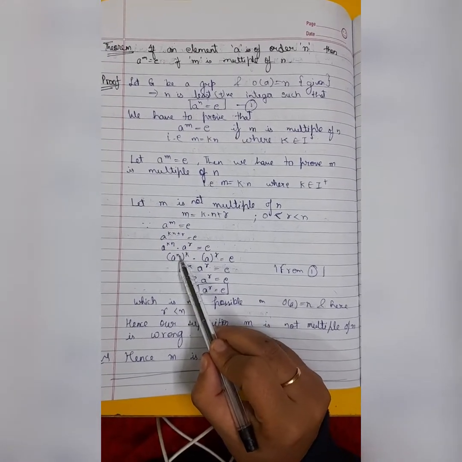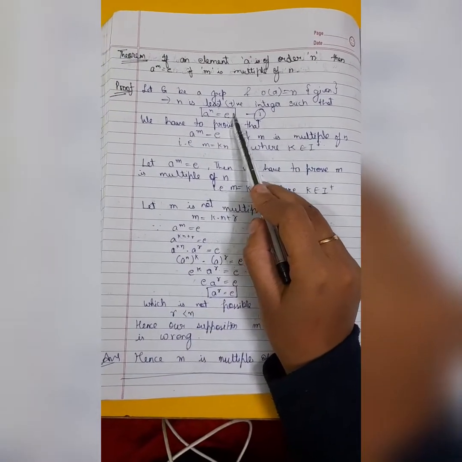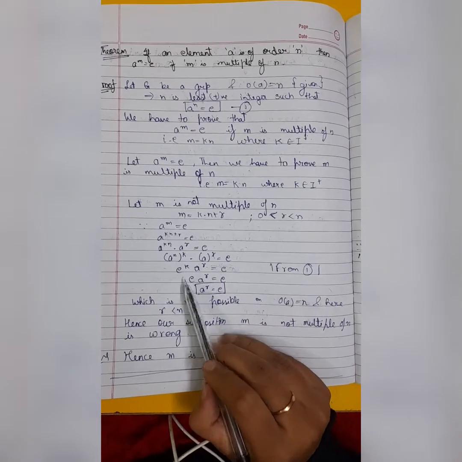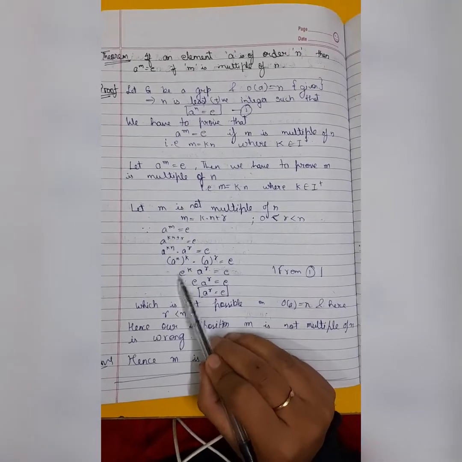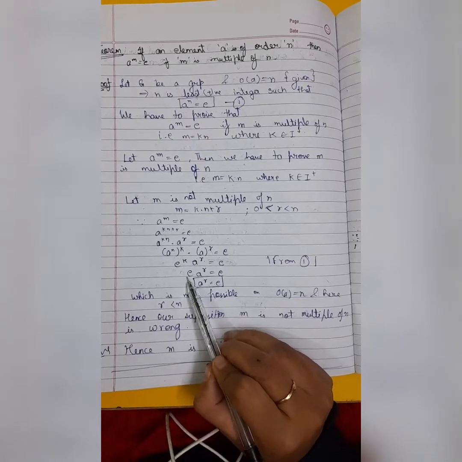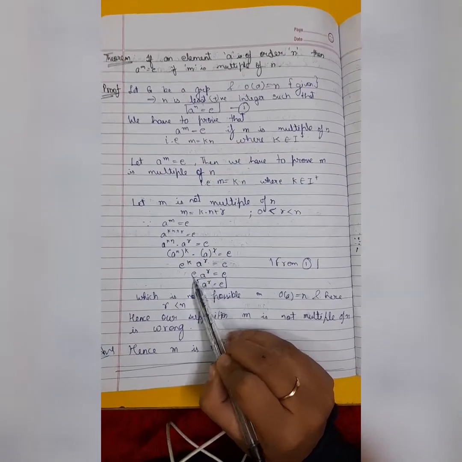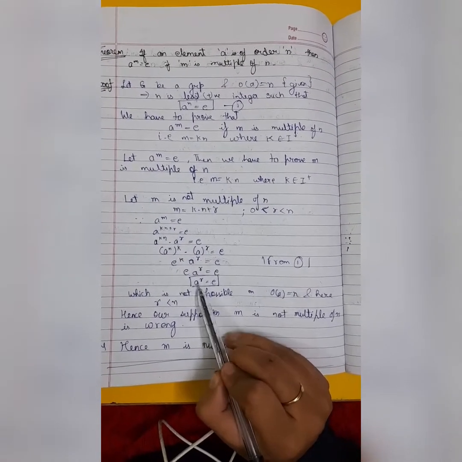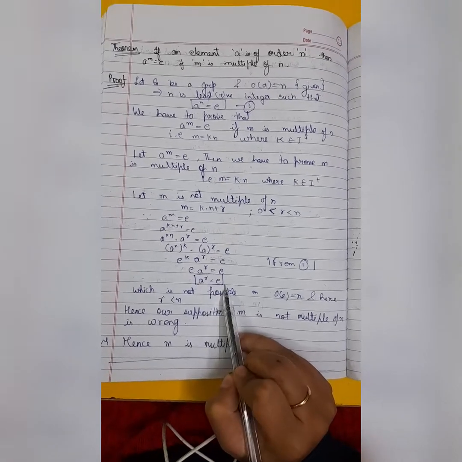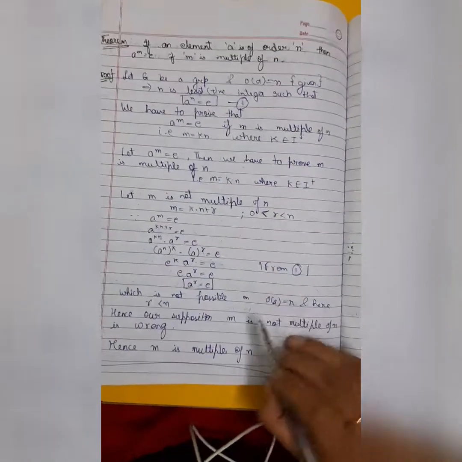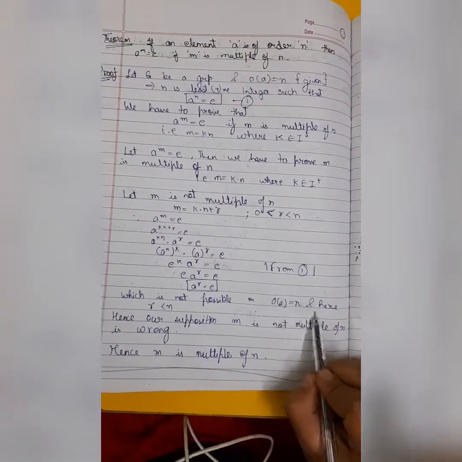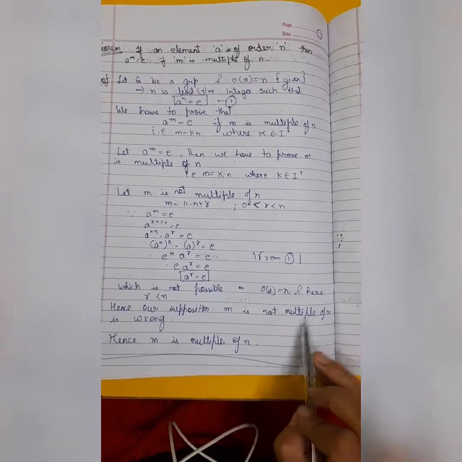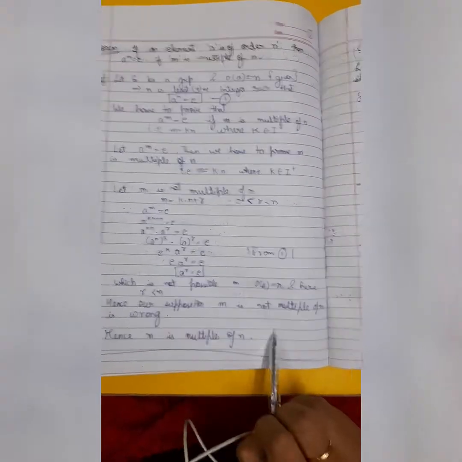Here a to the power n, we know, gives e, so e to the power k dot a to the power r is equal to e. Now the identity raised to any power gives us e, so e into a to the power r is equal to e, and when we multiply any element with the identity we always get that element, so a to the power r is equal to e, which is not possible. Since the order of a is equal to n, and here r is less than n, hence our supposition that m is not a multiple of n is wrong, hence m is a multiple of n.